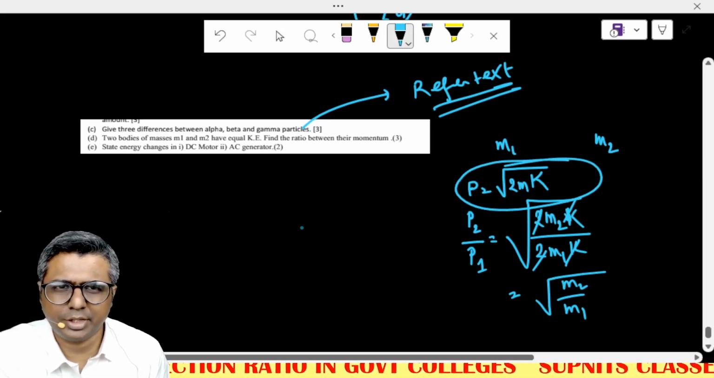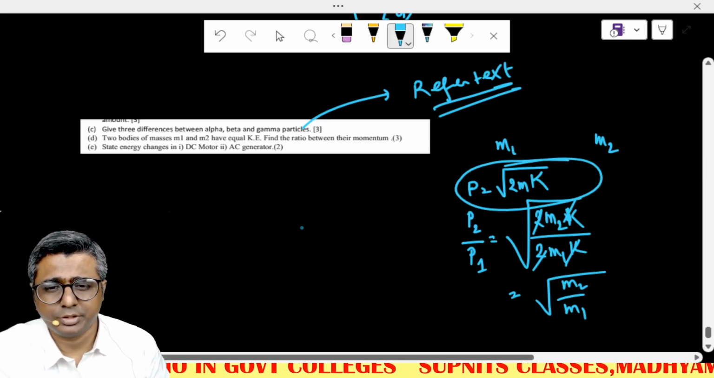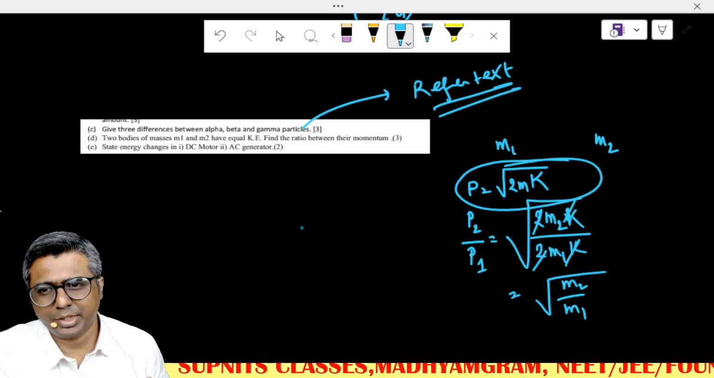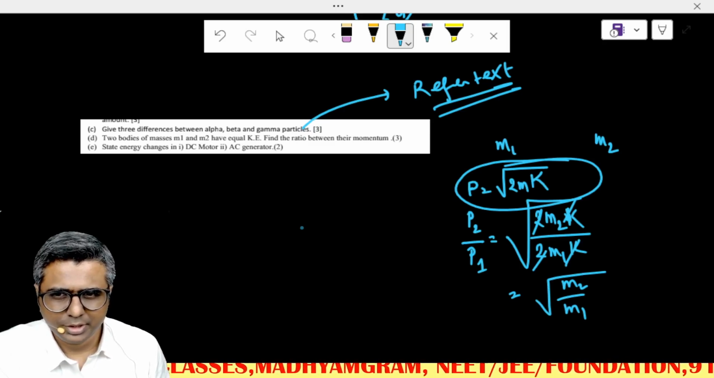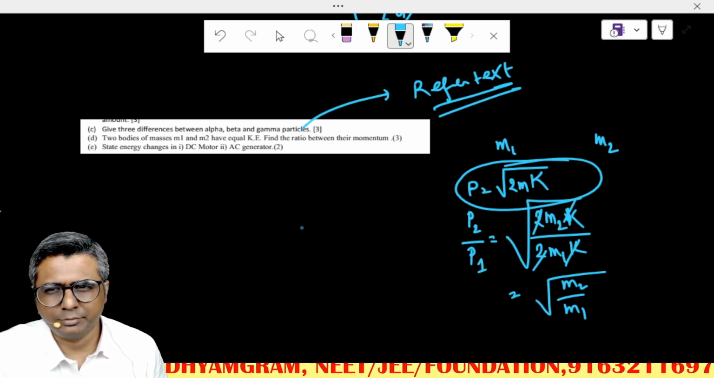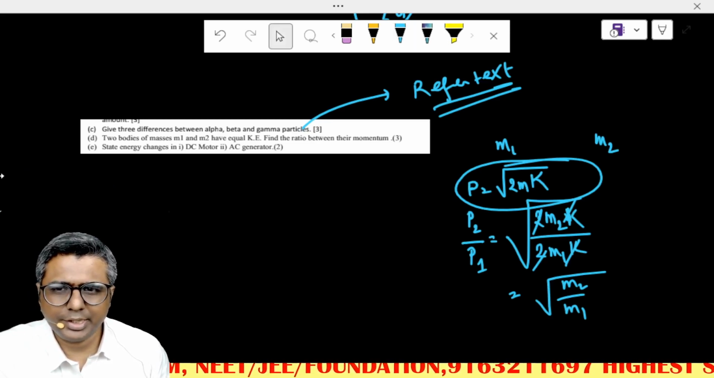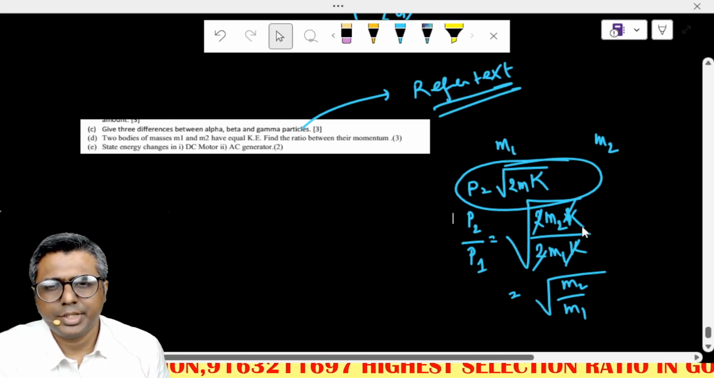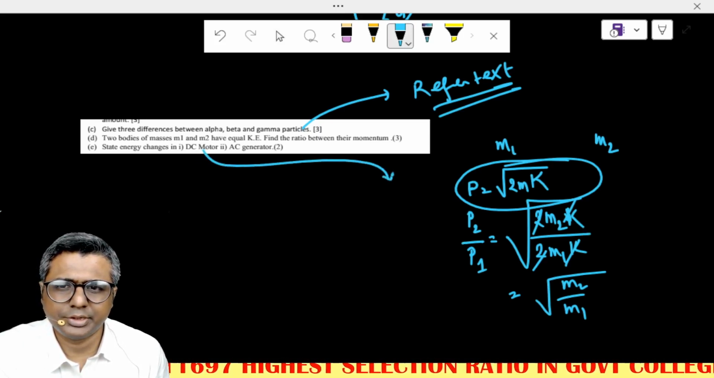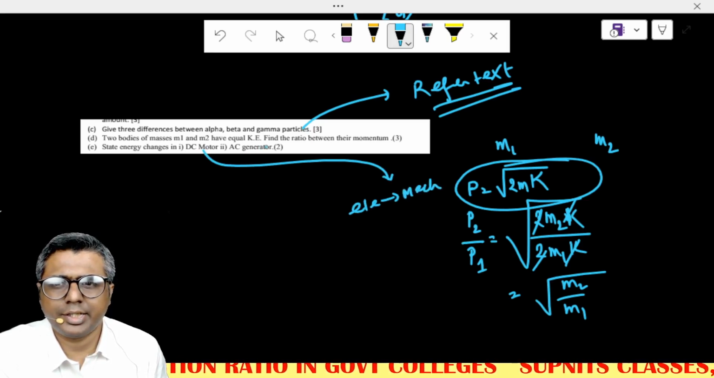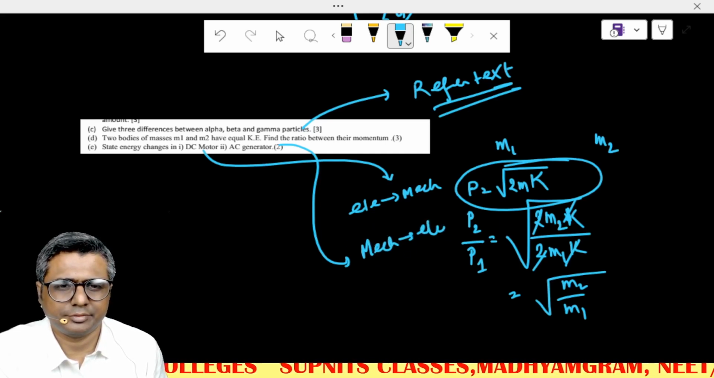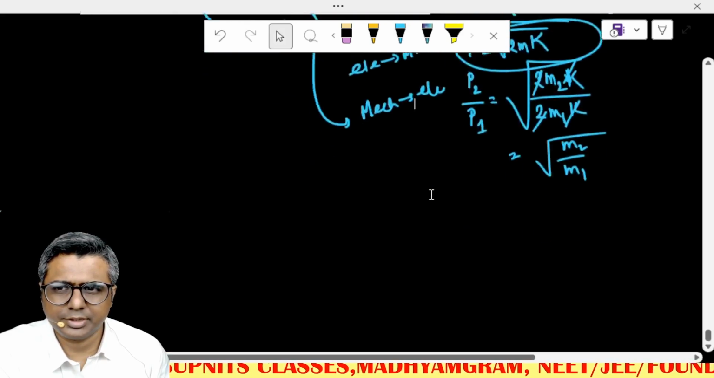In ICSE examination I'll say this formula is very important, so you must go with it. Many questions have been asked with this formula, because people tend to not do it very well. State the energy changes. DC motor, AC generator. In DC motor, energy changes from electrical to mechanical, and in AC generator it changes from mechanical to electrical. That's what it is, nothing else.